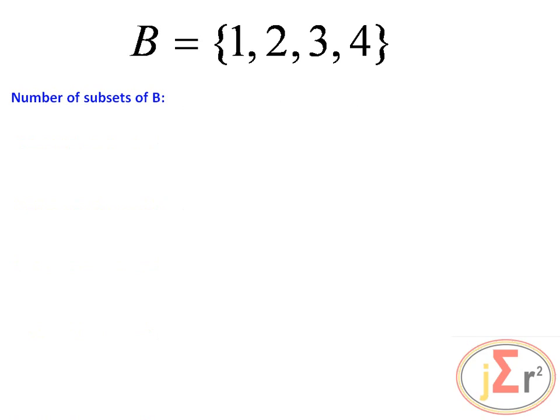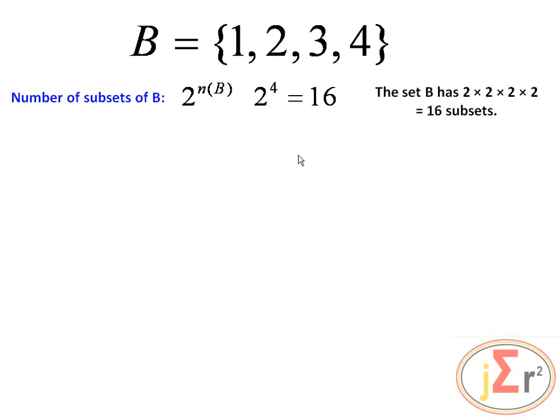So we are going to determine first of all the number of subsets of the set B. That is equal to 2 to the power of n(B), 2 to the power of the cardinality of B, or 2 to the power of the number of elements in B. And of course, we have 1, 2, 3, 4 elements in B. So 2 to the power of 4, and that is equal to 16.